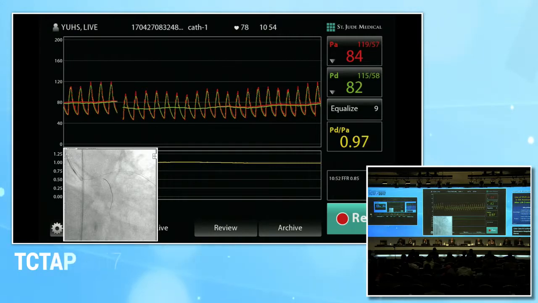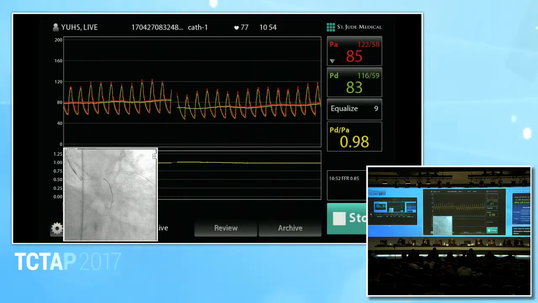Okay. Baseline. Okay, start adenosine. Start again.